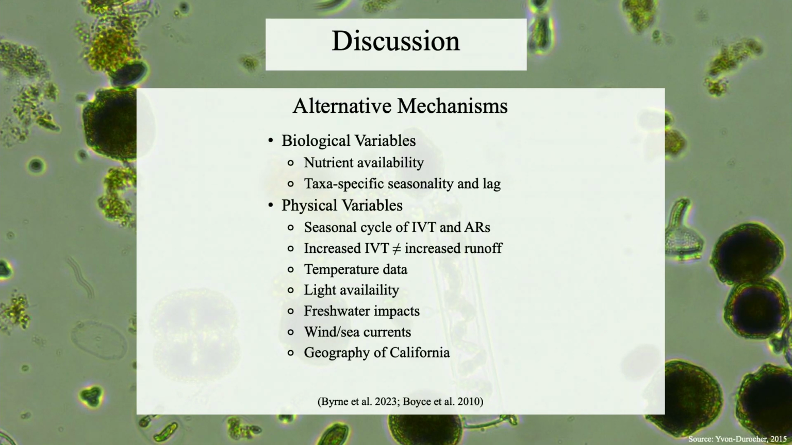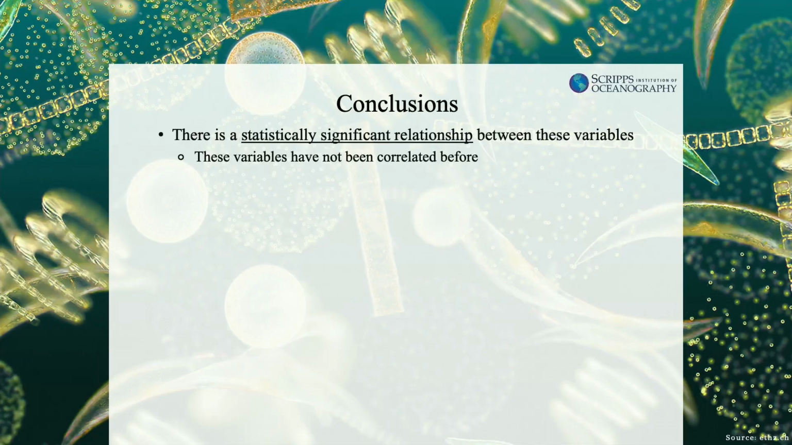So here are some alternative mechanisms that I think could be largely responsible for some of the trends that we saw here, and some variables that I would love to take into account in further studies include biological variables such as nutrient availability and taxon-specific seasonality and lag, and several physical variables such as the seasonal cycle of IVT and atmospheric rivers, precipitation data, temperature, light, salinity, and there's also a lot of wind and sea current impacts that are associated with atmospheric rivers that need to be taken into account, and of course the geography of California as well.